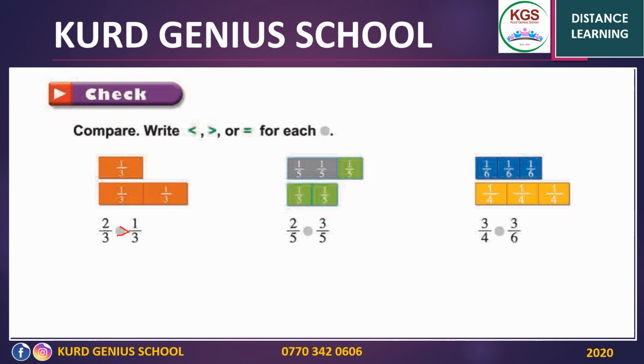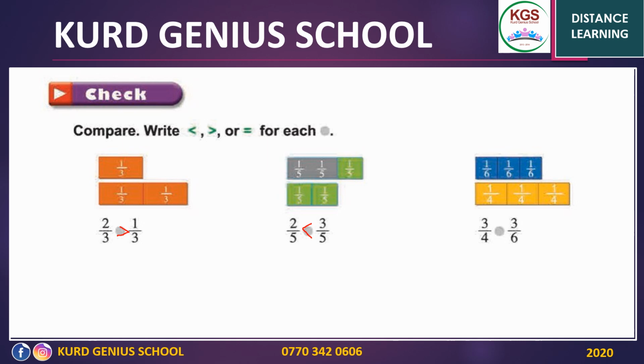Go to number 2. We have 2/5 of a number and 3/5 of a number. So which one is greater? Because we have the same denominator, the numerator will decide which one is greater. So 3 is greater than 2, so 3/5 is greater than 2/5.